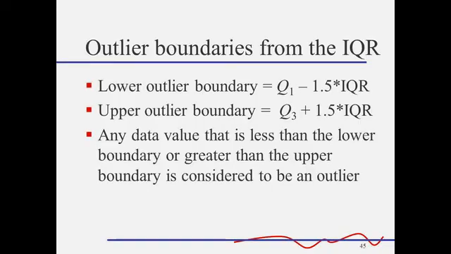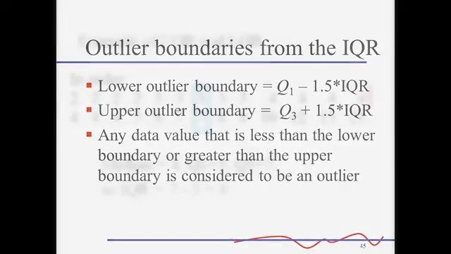Here are the formulas for the LOB, lower outlier bound, and the UOB, upper outlier bound. We take 1.5 times the IQR and subtract it from the first quartile to get the LOB, and we take 1.5 times the IQR and add it to the third quartile to get the UOB. Any data value that is less than the LOB or greater than the UOB is an outlier.